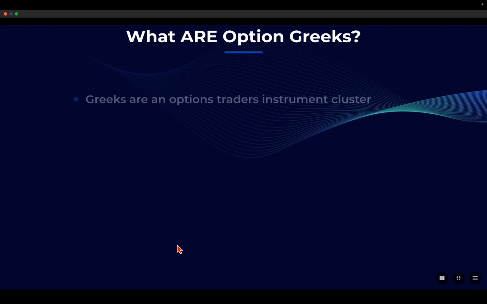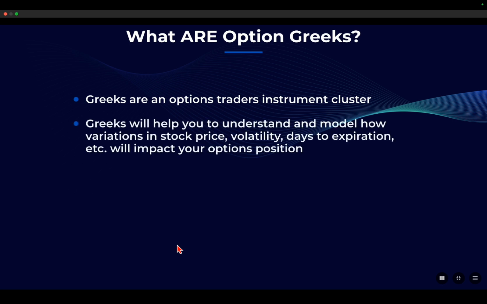So, what are option Greeks? Well, Greeks are an option trader's instrument cluster, much like a pilot has an instrument cluster that will show things like altitude, wind direction, travel speed, all of those things that help them know how to exactly keep that plane safely in the air. The option Greeks are much the same thing for an options trader.